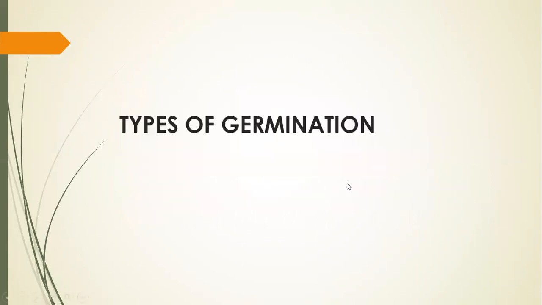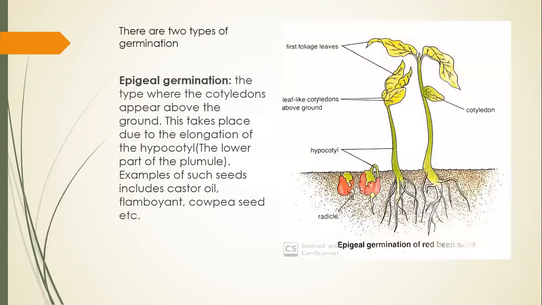Now, we have types of germination, how germination takes place, how the onset of growth takes place. It comes in two forms. We have the first one, the epigeal germination, then the second one, the hypogeal germination. As I said, there are two types of germination. The first one is the epigeal germination.